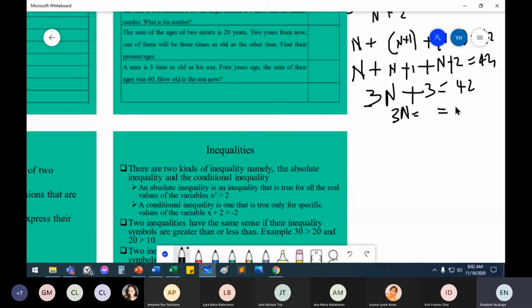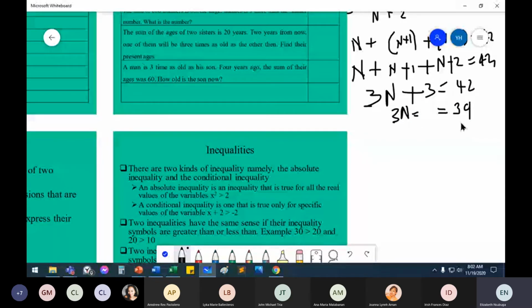Did you understand what I did? I removed the 3 by subtraction, subtract 3. What you do here, do it here. Subtract 3, I'll remain with 39. So how will I make n remain alone here? By dividing by 3. When I divide by 3 here, I need to divide by 3 here. So 3n divided by 3 is n.